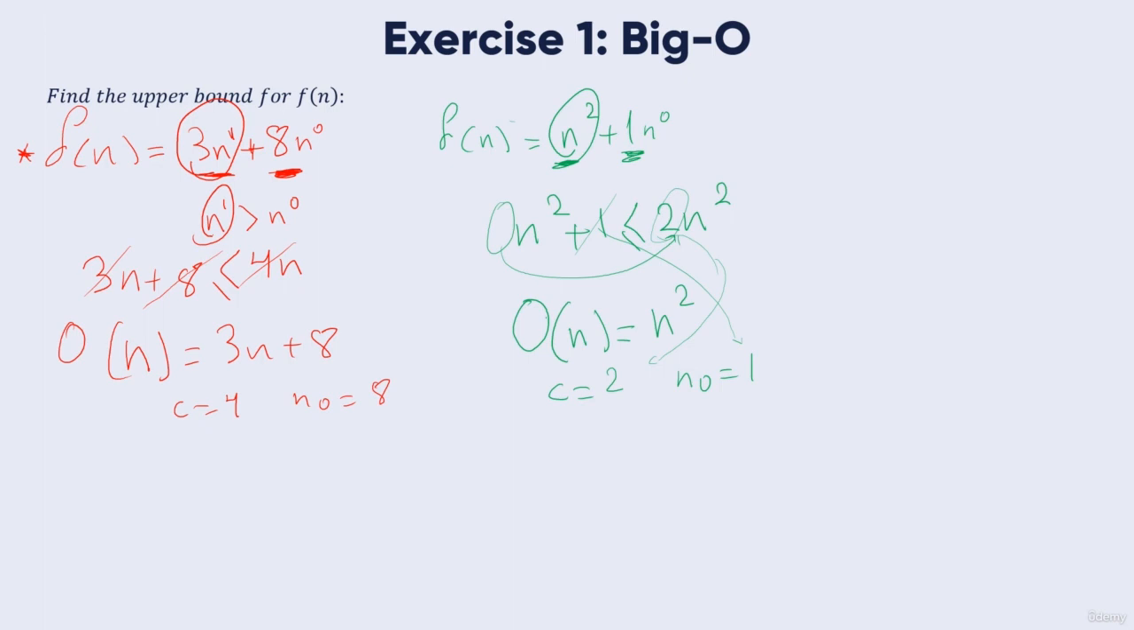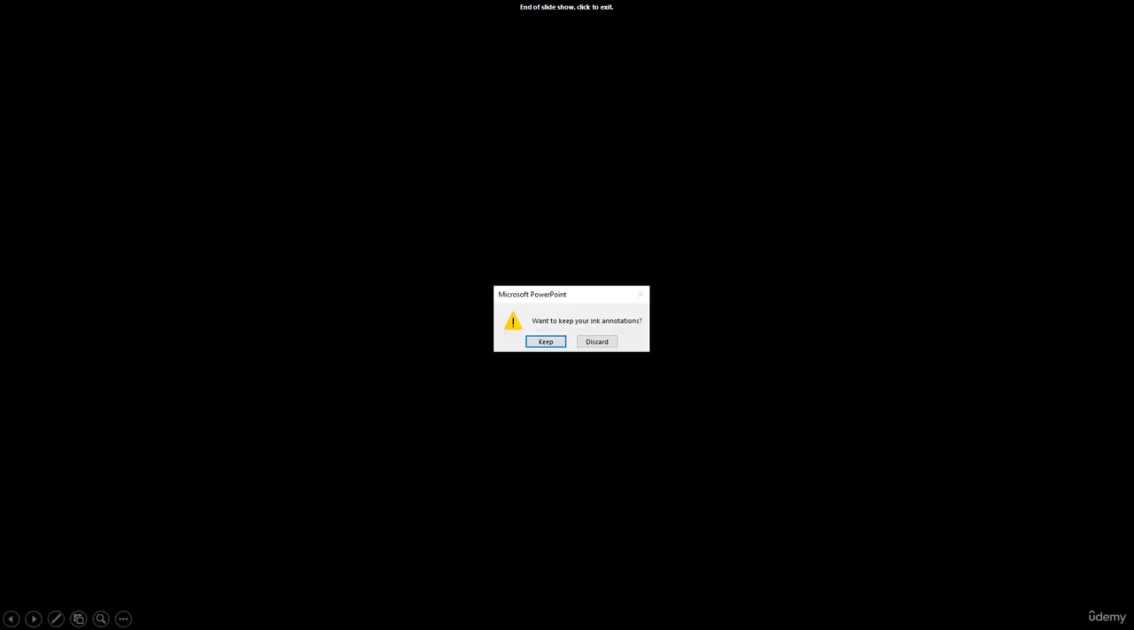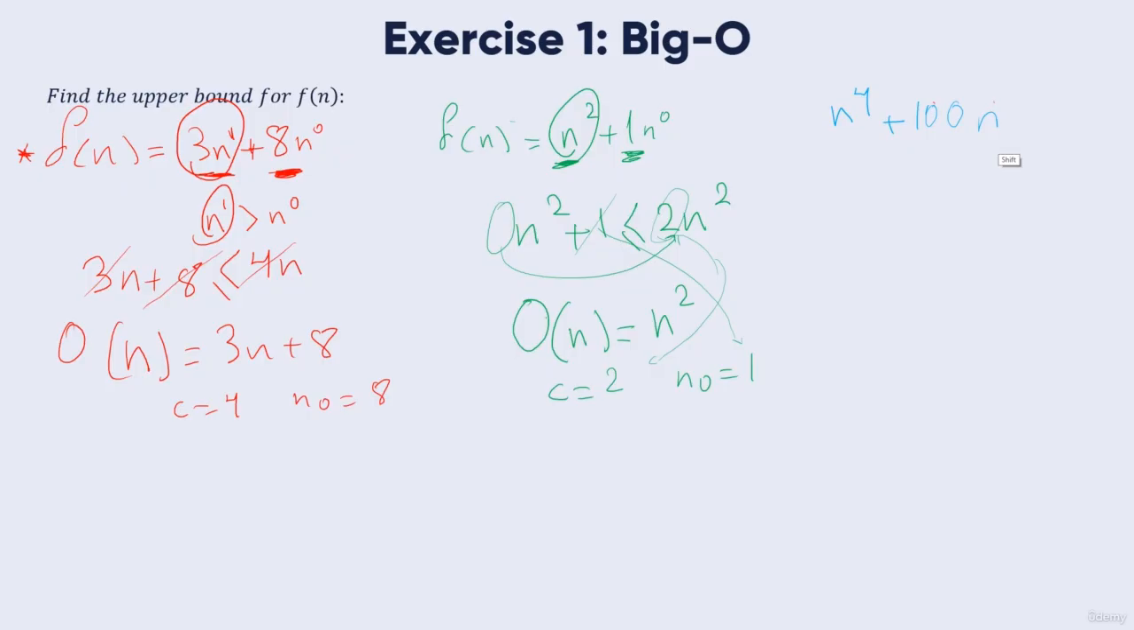We are going also to make an example 3. Find the upper bound for the function n to power 4 plus 100n squared plus 50. Okay? So, please guys, think about it. This function f of n contains n to power 4 plus 100n squared plus 50. How to solve this? How to find the upper bound?